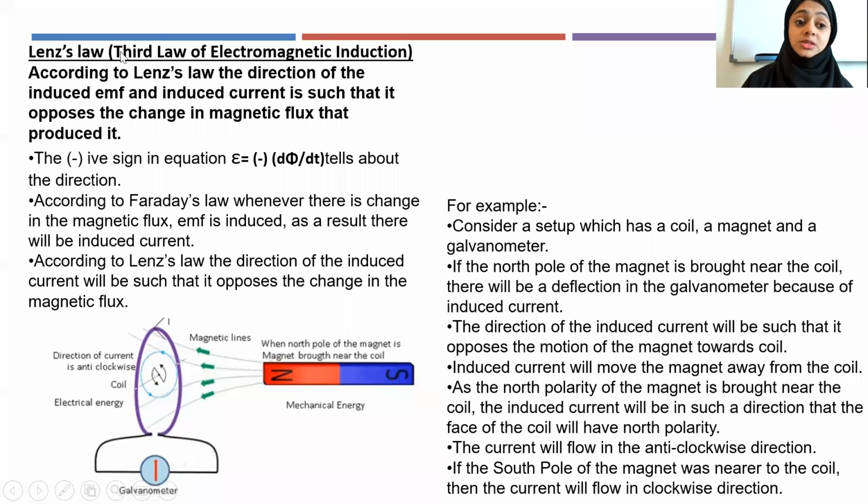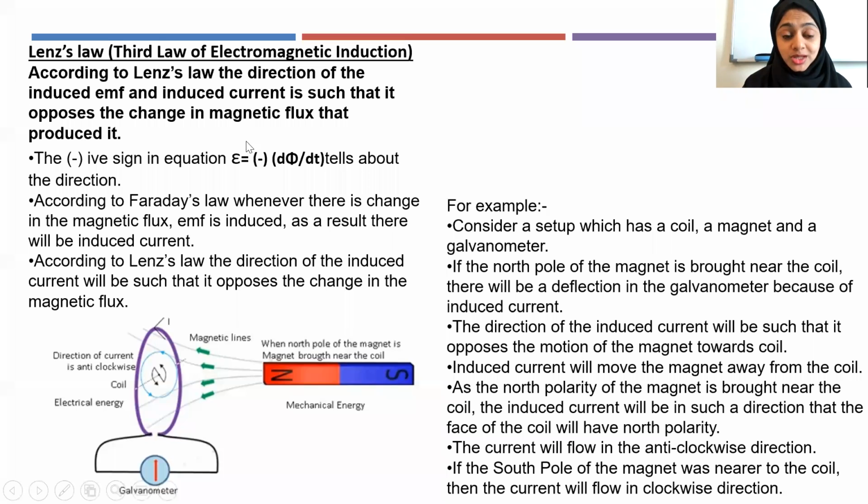Okay, so let us see what is Lenz's law. Lenz's law is always called the third law of electromagnetic induction. According to the law, the direction of the induced EMF and induced current is such that it opposes the change in the magnetic flux that produced it. We saw that there will be an induced EMF or induced current only if there is a change in magnetic flux. Now, Lenz's law states that the direction of this induced EMF and current is such that it opposes the change in magnetic flux. Let us see how it is done.